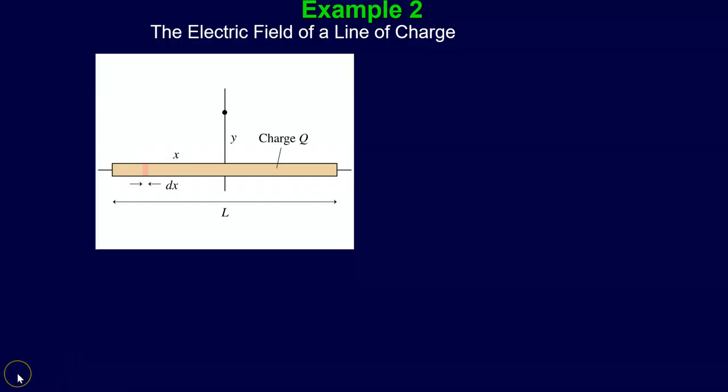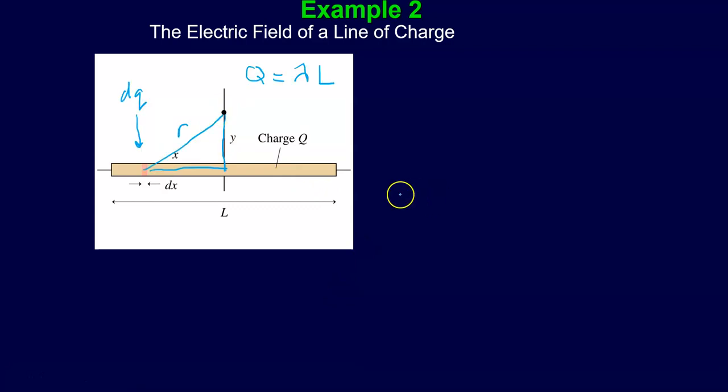Okay, and so let's move on to one final example. This is the one that I'm going to want you guys to work on, and we'll talk about during active time. This is a line of charge with length L, and what we're trying to find is the electric field at point Y.